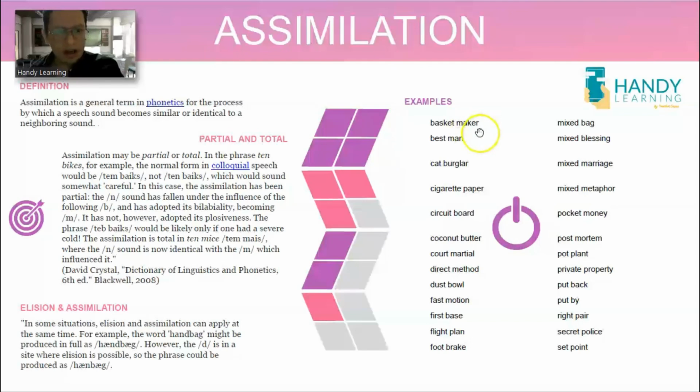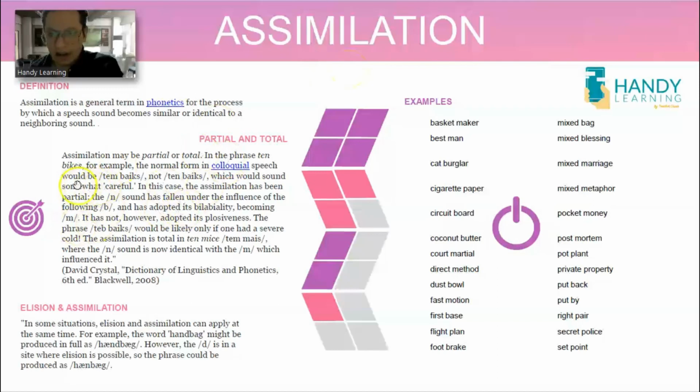Let us take a look at another example. For example, mixed blessing. If you see the last d and the next b, the d for mixed and b for blessing, mixed blessing, we do not pronounce that way. It can also sound as a schwa sound, mixed blessing. Sometimes it could be. So this is basically what assimilation does.